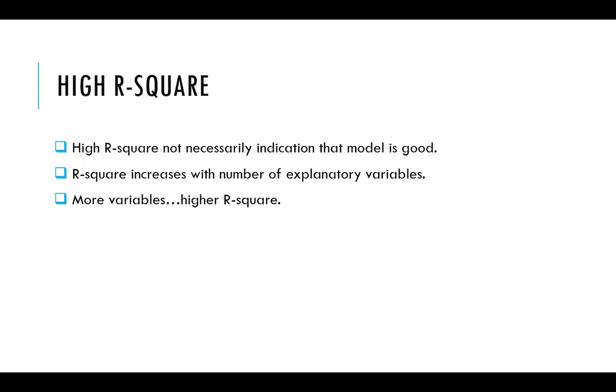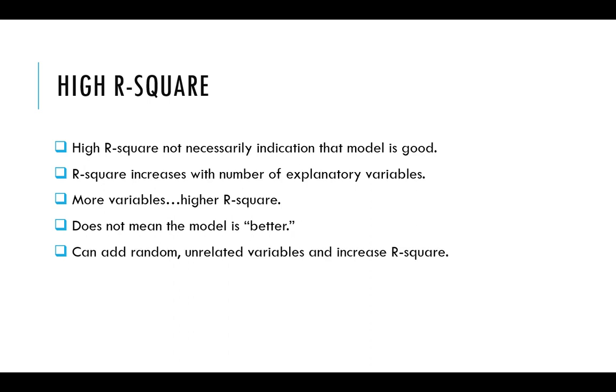But more variables isn't necessarily good, right? So the higher R squared doesn't mean the model's better necessarily. And in fact, I could add random, unrelated variables and I could increase R square. If I was doing a model of student GPAs, I could add in all kinds of just unrelated things. And by chance, each of those variables that I've added, even though they're random, might capture just a little bit of variation just by chance, right? And if I do that for a whole bunch of them, my R square is going to go up.